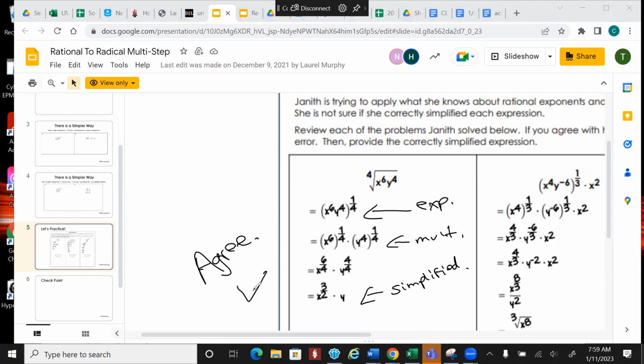Cool. Definitely going to be some type of error analysis question on your test. It's going to be very similar to this.